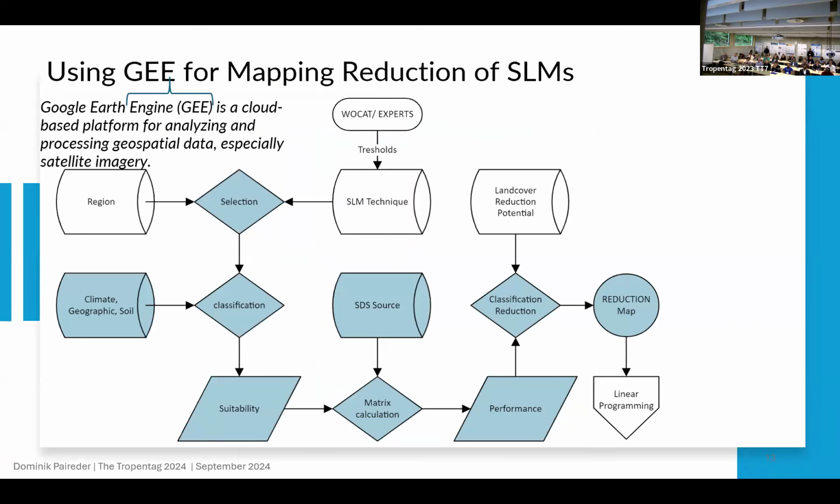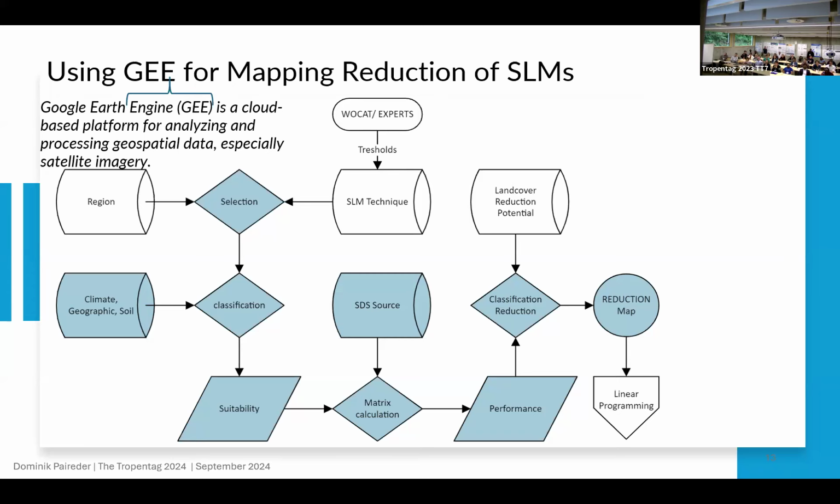Next step, we're using all of that for the GEE, the Google Earth Engine, which is a cloud-based platform for analyzing and processing geospatial data, especially satellite imagery here, but many other sources as well. So we already selected the SLM. We have seen that. We are going via the data source. We do some classification, and then we get a suitability map.